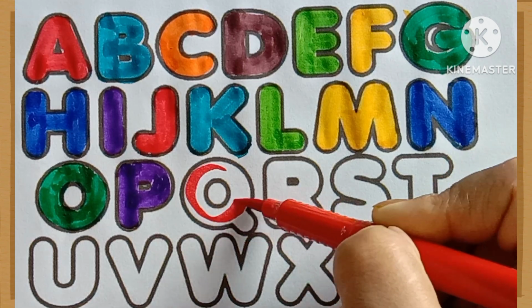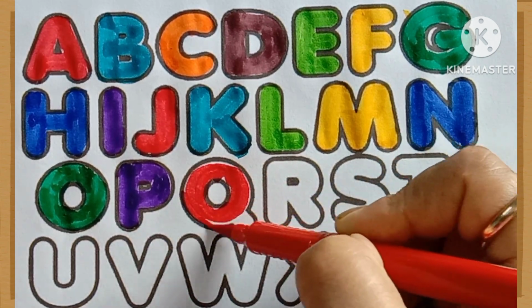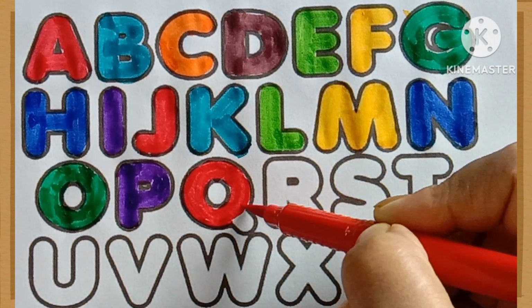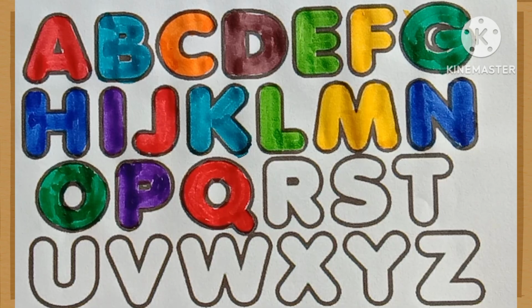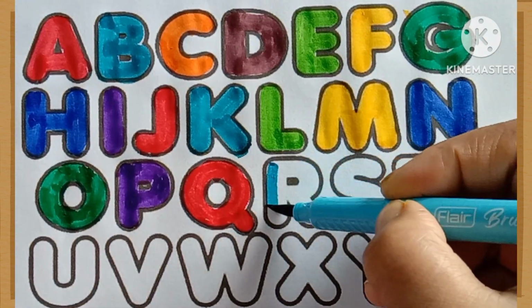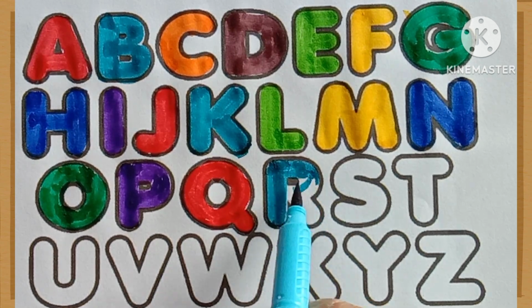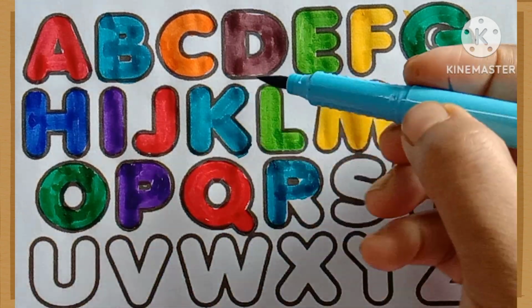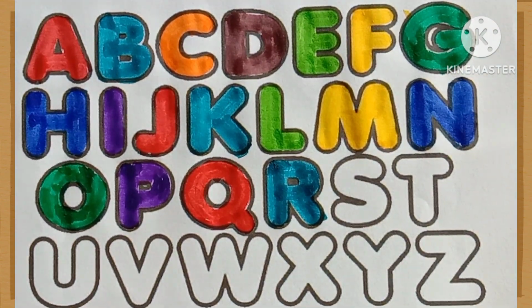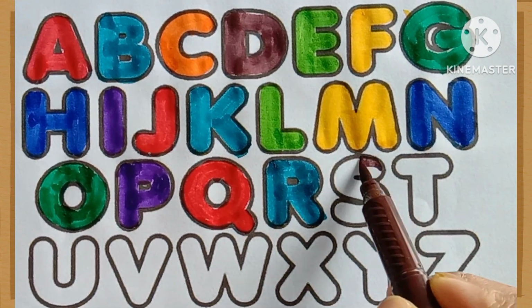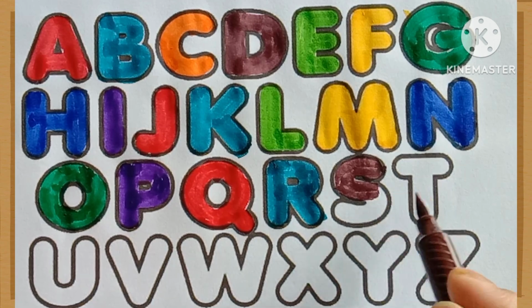Q. Q for queen. R. R for rabbit. S. S for sunflower.